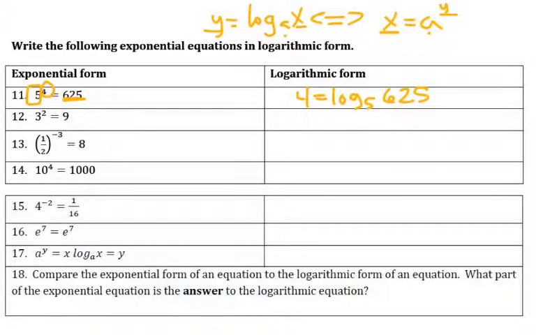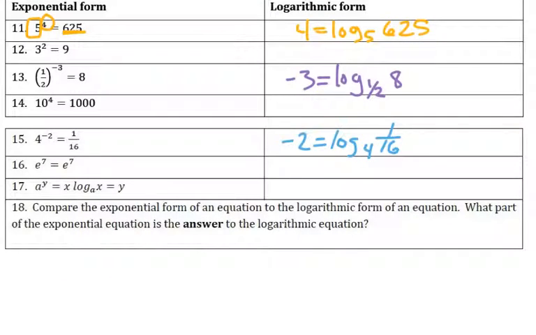So 13: negative 3 equals log base 1/2 of 8. 12 and 14 are the same process. Number 15: negative 2 equals log base 4 of 1/16. That's all you're doing.